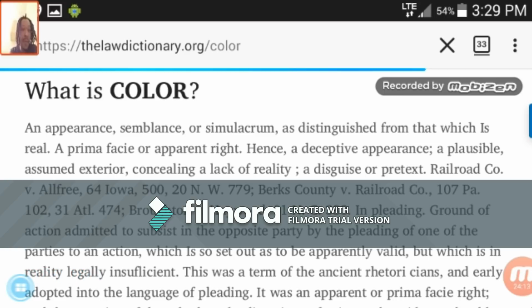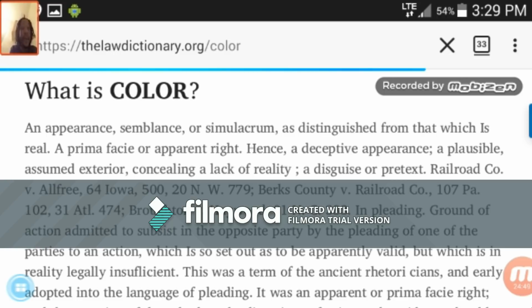It's an appearance, a semblance, as distinguished from that which is real. A prima facie or apparent right, hence a deceptive appearance, a plausible assumed exterior, concealing a lack of reality, a disguise or pretext.